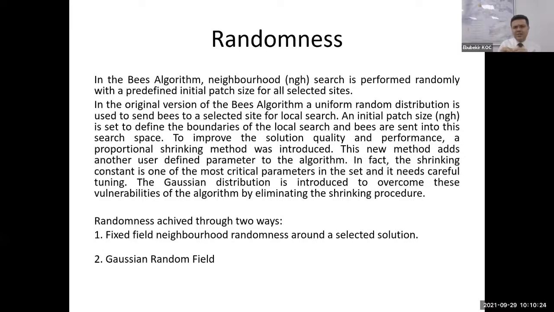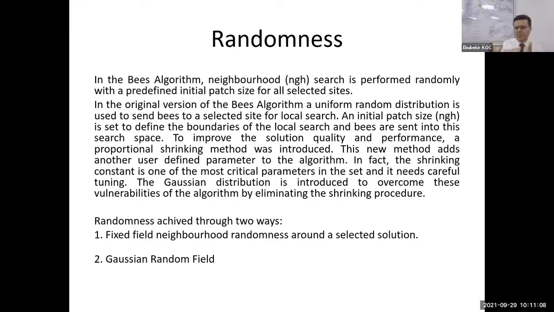The initial patch size is set to define the boundaries of the local search, and the bees are sent into the search space. To improve the solution quality and performance, a proportional shrinking method was introduced. This new method adds another user-defined parameter to the algorithm. So my suggestion was at the time, and is now, that the Gaussian distribution is introduced to overcome these vulnerabilities of the algorithm by eliminating the shrinking procedure. So we don't have to actually shrink the patch sizes, just by introducing a Gaussian random field to these local fluctuations approach. So randomness is achieved in two ways, basically.